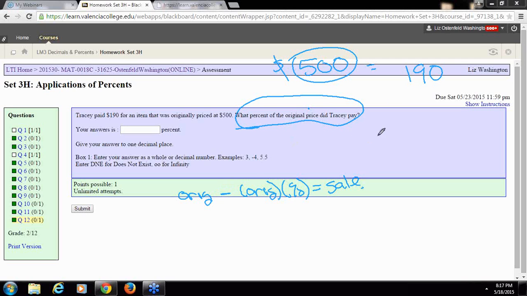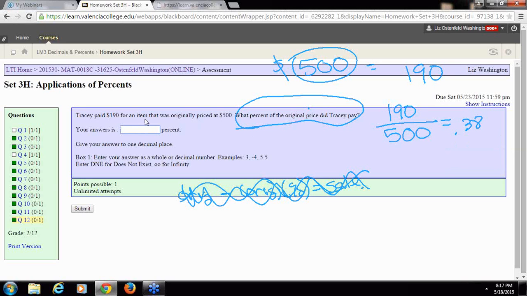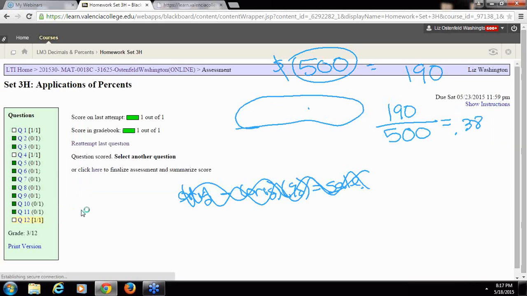So what we're actually going to do here, and I started to write this, but I don't want to over-explain something. Okay, if I paid $190 and the original price was $500, when I divide, I'm going to get 0.38. So I'm going to say she paid 38% of the original price. Now let's go see if the computer likes me, because sometimes it doesn't. And it did.